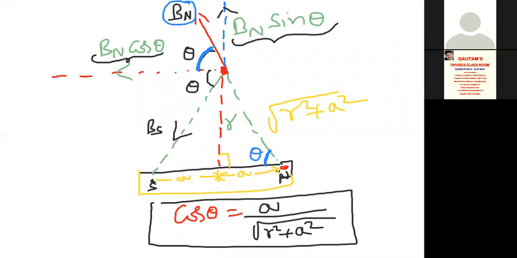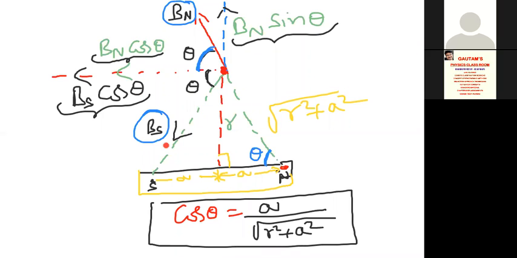Similarly, now the target is to resolve Bs. I am resolving Bs into two components. For that purpose, again, observe carefully where it is making an angle. It is making an angle to this horizontal line. So immediately this will become Bs cos theta. Where it's making an angle to the horizontal line, that component is cos. And where will we get the vertical component? Vertical component will be vertically downward like this. So Bs cos theta in the left direction.